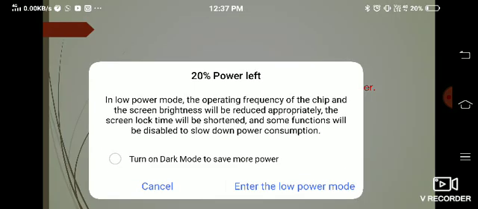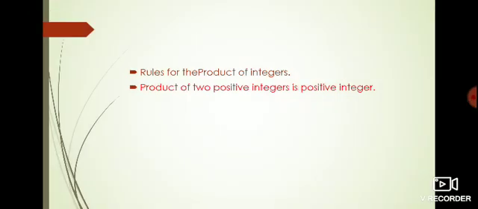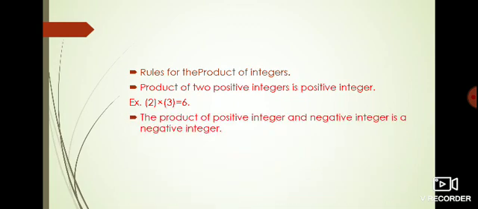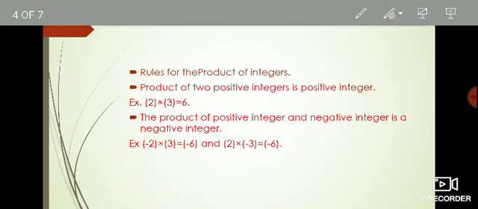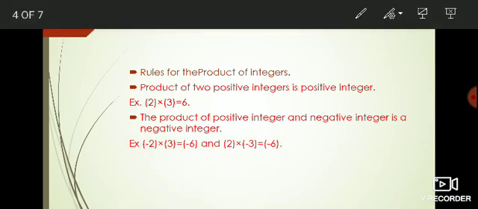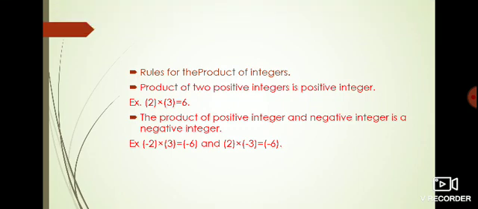Now, rules for the product of the integers. First rule, the product of two positive integers is a positive integer. Example, 2 into 3. 2 is a positive number, 3 also a positive number. 2 into 3 is equal to 6. Second rule, the product of a positive integer and a negative integer is always negative. See one example: -2 into 3 is equal to -6, or 2 into -3 is also -6.